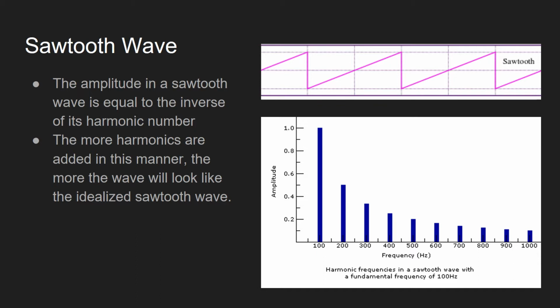And looking at the graph on the bottom, which is our frequency graph, we see that the more harmonics that are added in this manner, the more the wave will look like the idealized sawtooth wave.